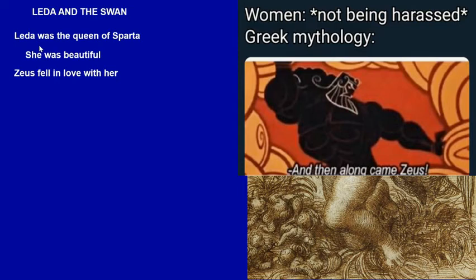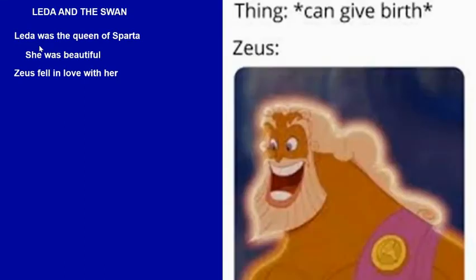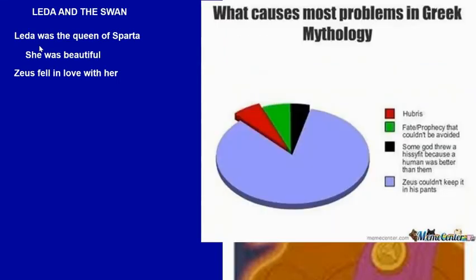So here's a meme that says, women minding their own business, not being harassed, and then along comes Zeus, and he just messes things up. Here's another meme: Greek mythology in 5 words. Unfortunately, Zeus was feeling horny. And another meme says Zeus is attracted to anything that can give birth. So, what causes the most problems in Greek mythology?